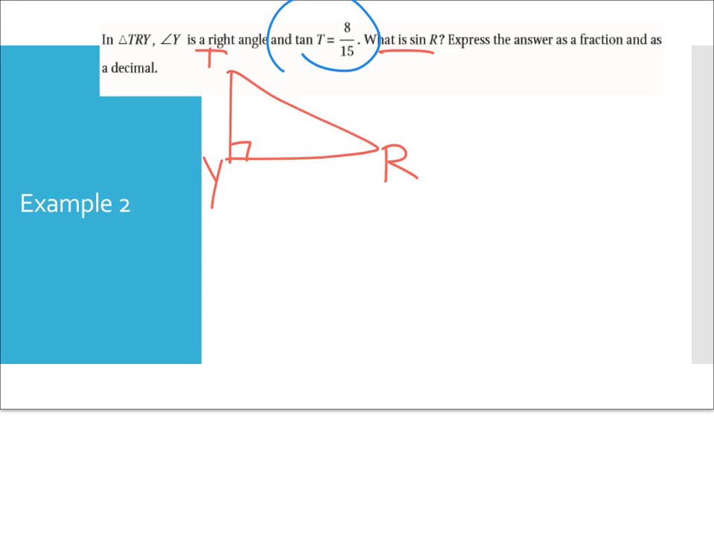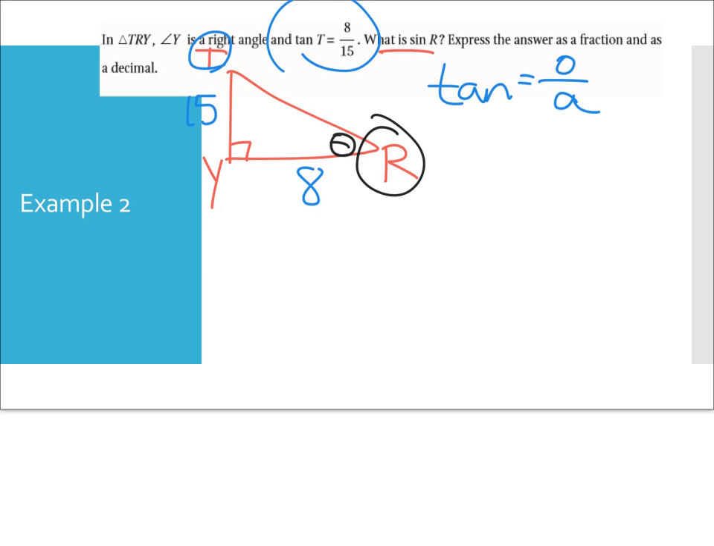What matters is what we do with this information. Wherever you put T, you now need to label the tangent of T as 8 over 15. Tangent is O over A, so if I'm sitting at T, opposite needs to be 8 and adjacent needs to be 15. That does not match the picture I drew, because my 15 looks shorter than my 8, but that doesn't matter as long as you make the information match. Now the question is, what's the sine of angle R? So let's circle angle R, and I'm even going to put a little theta symbol there.